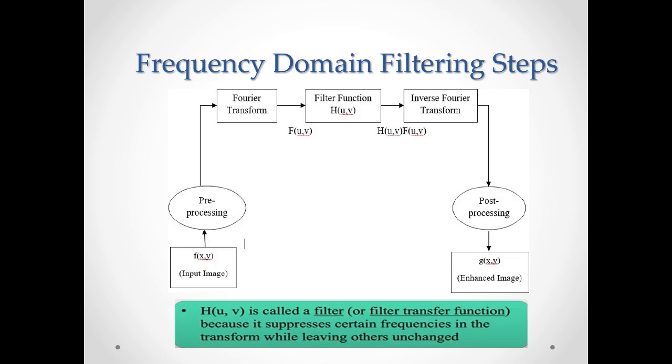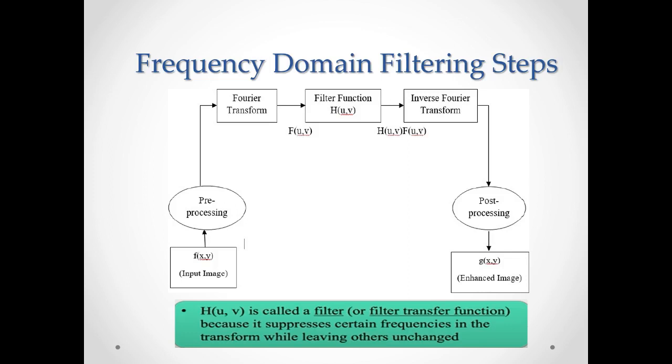Different steps for filtering in frequency domain. This block diagram represents the different steps that are involved for filtering in frequency domain. Here the image f(x,y), which is in spatial domain, is pre-processed, then Fourier transform is applied on that image to get F(u,v). So, this is the Fourier transform representation of the image f(x,y).